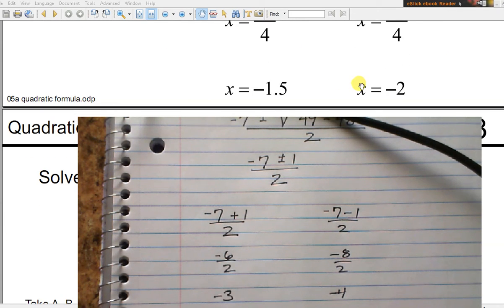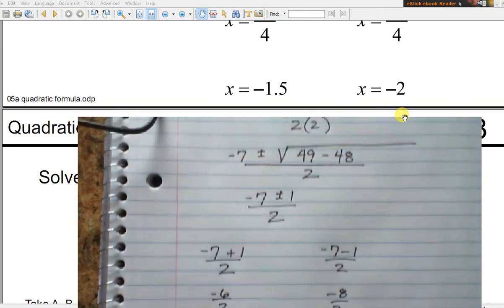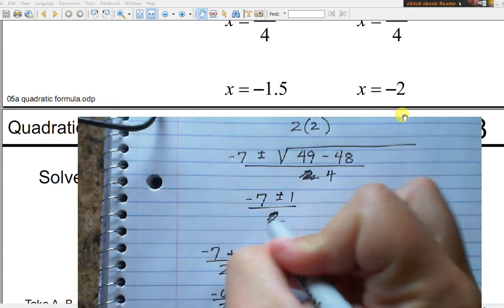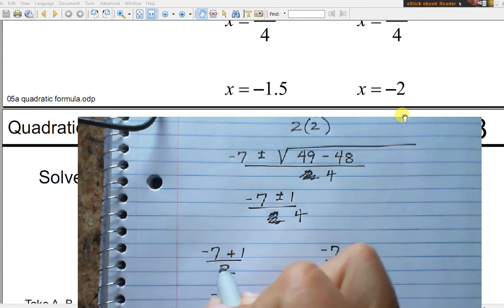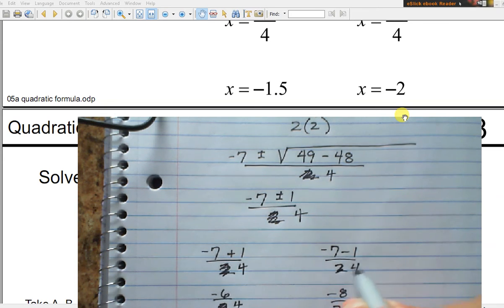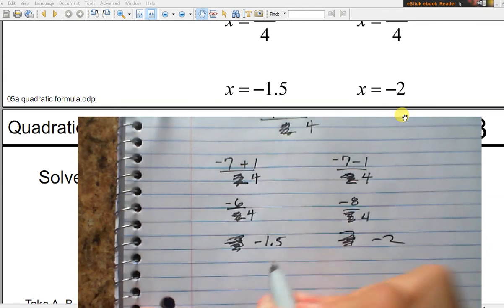Negative, I messed up, Mr. Barr. Where did I mess it up? I messed it up right here. This shouldn't have been a 2. This should have been a 4 right here, right? That would take me to a negative 1.5, and a negative 2. There we go. Sorry. So our correct answers are negative 1.5 and negative 2.